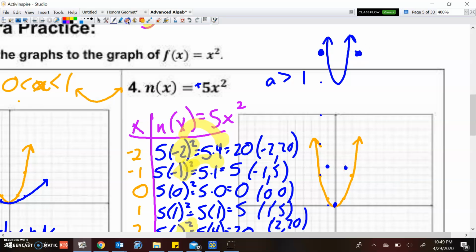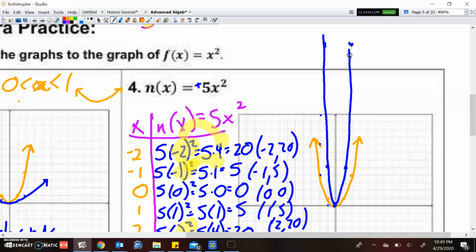All right, so this graph, let's just get rid of that. I'll put my 20s back in, approximately, let's say there. That is my narrow graph. So I would say in this case, vertical stretch by a factor of 5.